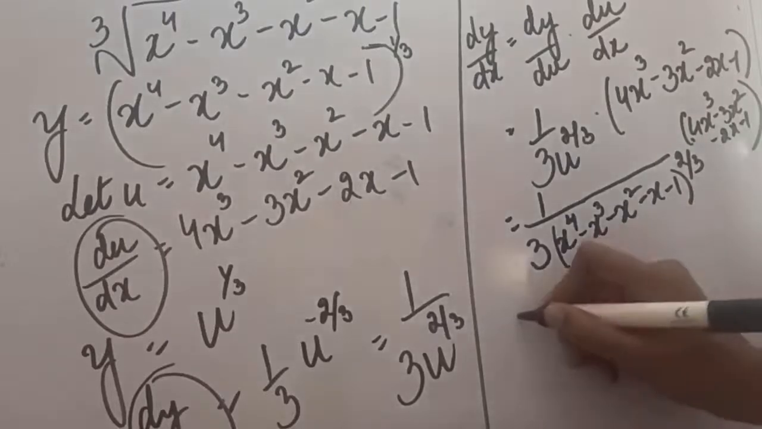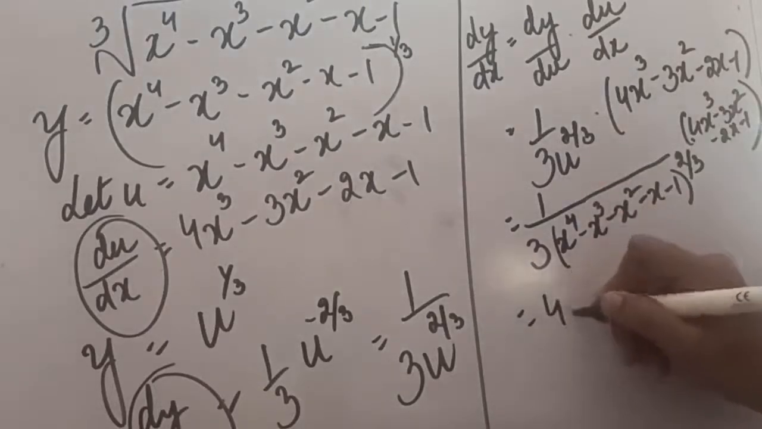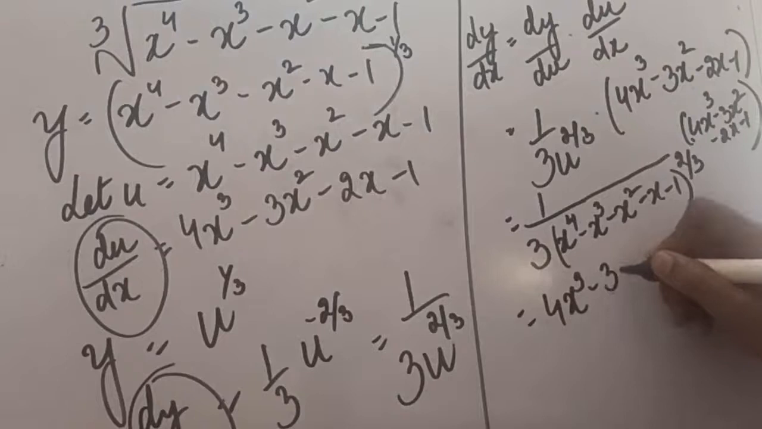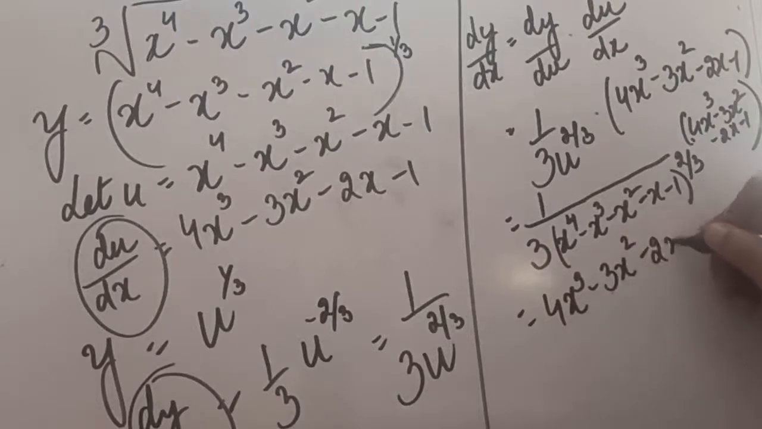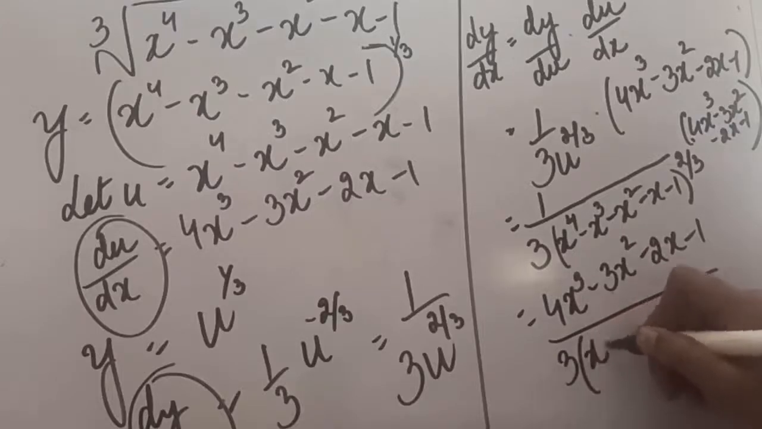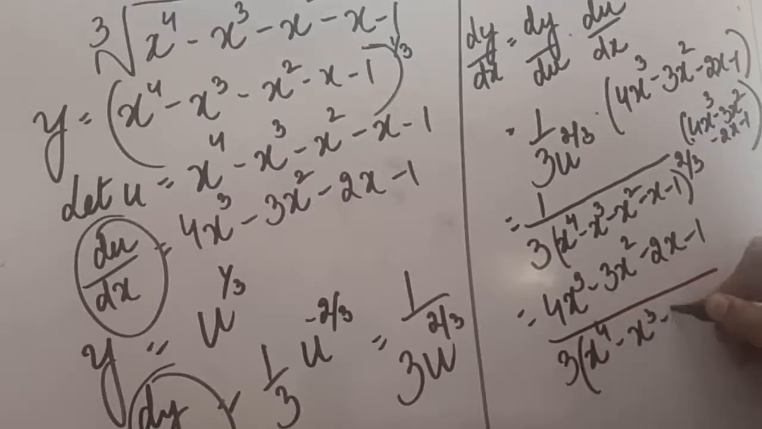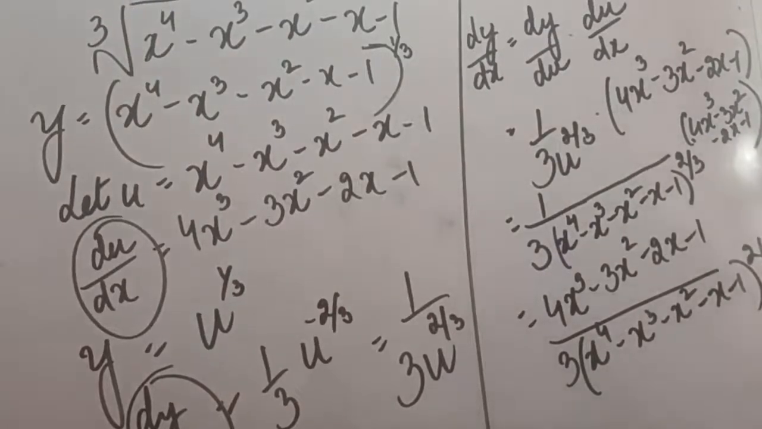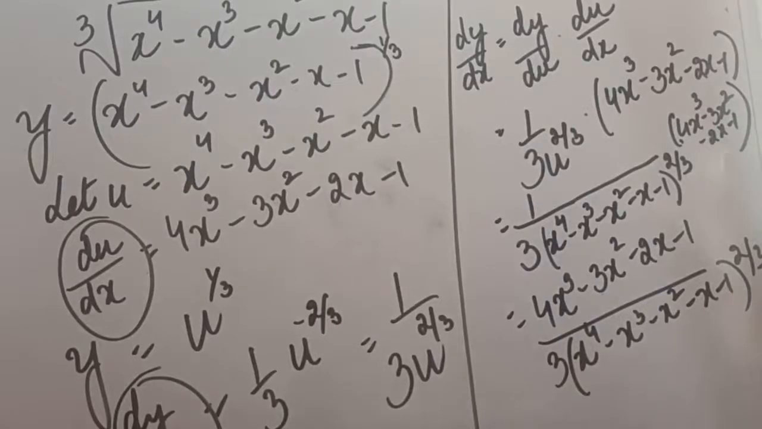Or we can write this also, because this can be multiplied by 1. So the numerator is 4x^3 minus 3x^2 minus 2x minus 1, and below is the same that we have written above. So this is how, with the help of the chain rule, you can solve the question quite easily.